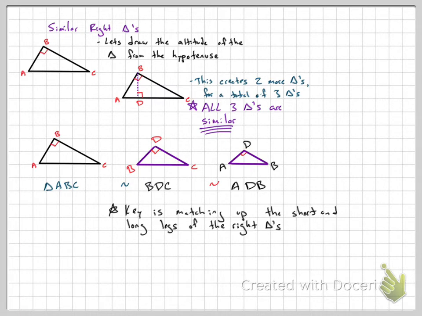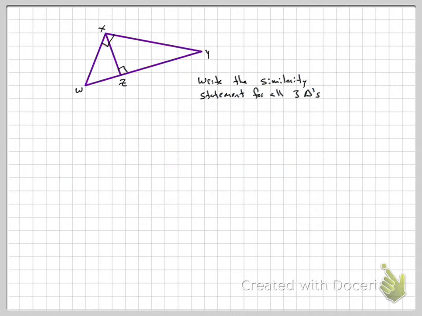The key is matching up the short and the long legs of the right triangles. Obviously I didn't do that. It's late on a Thursday, so hopefully you guys can forgive me. The way that you see it right now, though, is correct. Okay. Go ahead and pause the video and see if you can write out this similarity statement for all three.